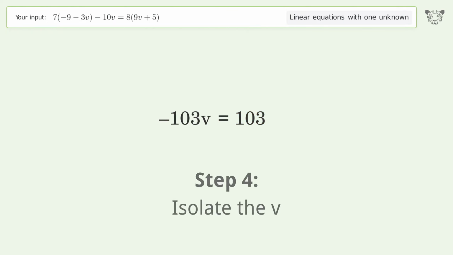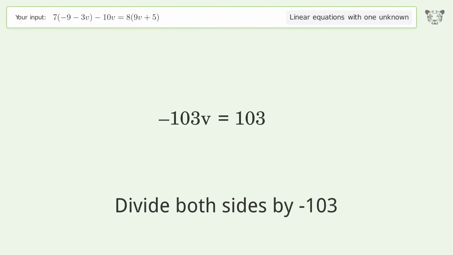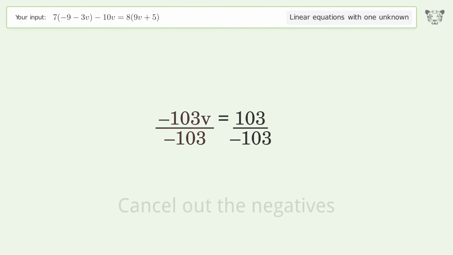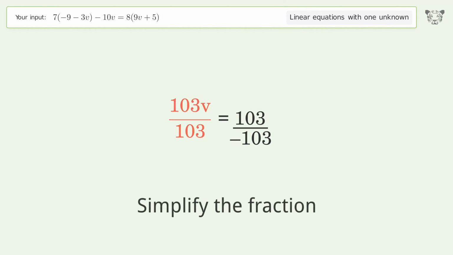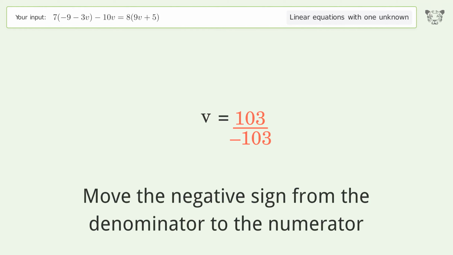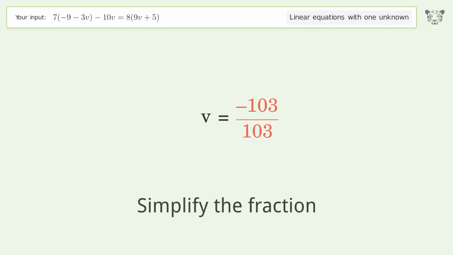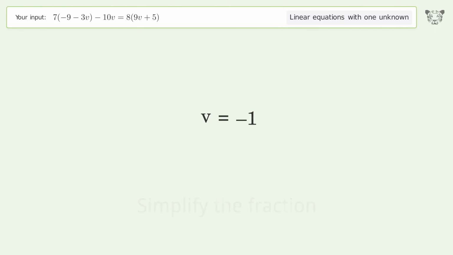Isolate the v. Divide both sides by -103. Cancel out the negatives. Simplify the fraction. Move the negative sign from the denominator to the numerator. Simplify the fraction. And so the final result is v equals -1.